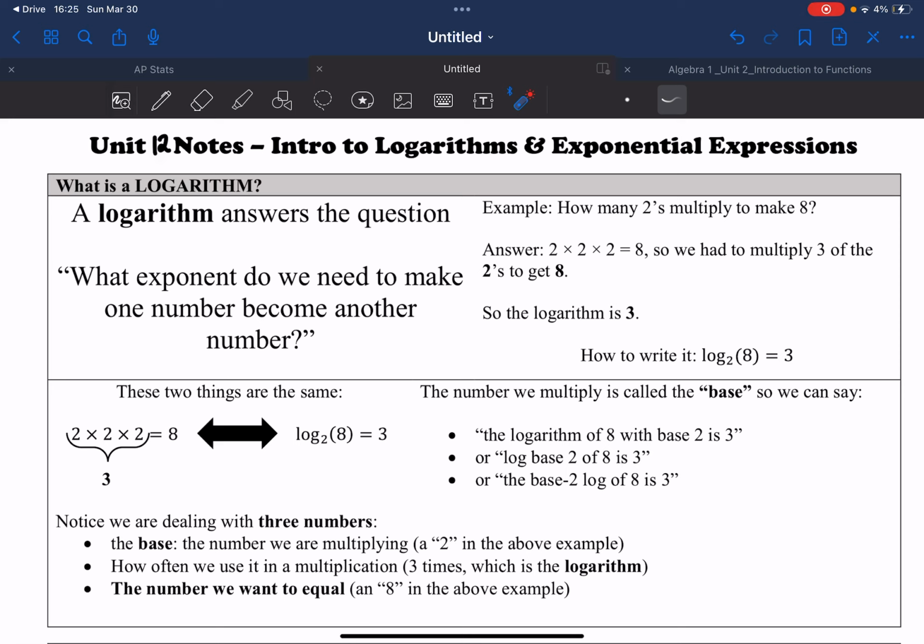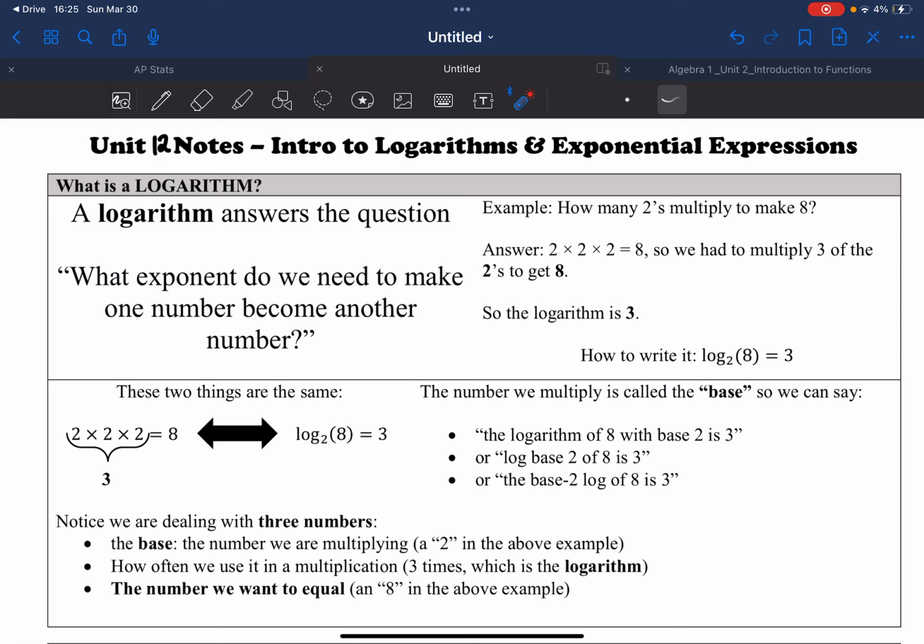These two things are the exact same. So 2 times 2 times 2 equals 8 is the same as saying log base 2 of 8 is equal to 3. It took 3 2's to make 8.